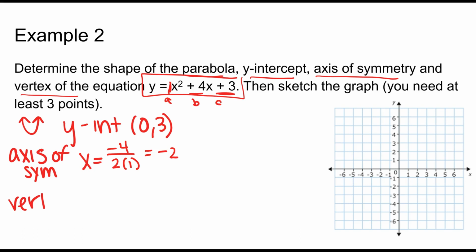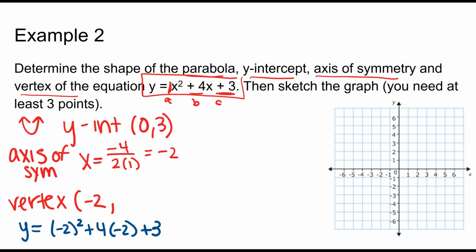The vertex is always that x value, but we plug it in. So it would be y equals (-2) squared, and so on. Make sure you use the parentheses, otherwise you will get the wrong answer. Plugging in -2, you should get -1. There's a couple ways to graph, but we're going to use our vertex, (-2, -1), and we're going to graph that axis of symmetry. And we've got our y-intercept of (0, 3).